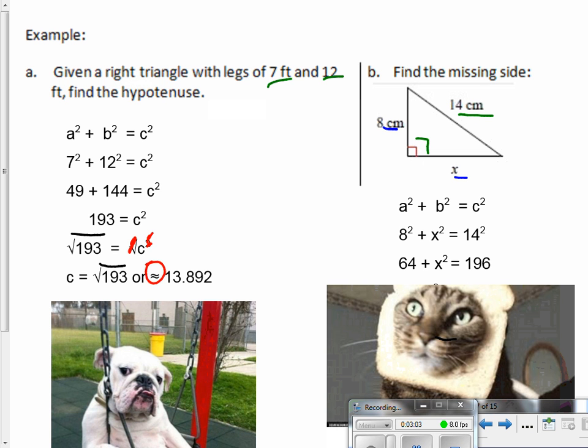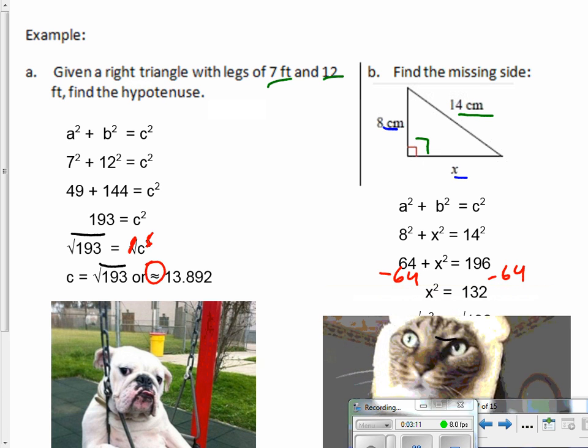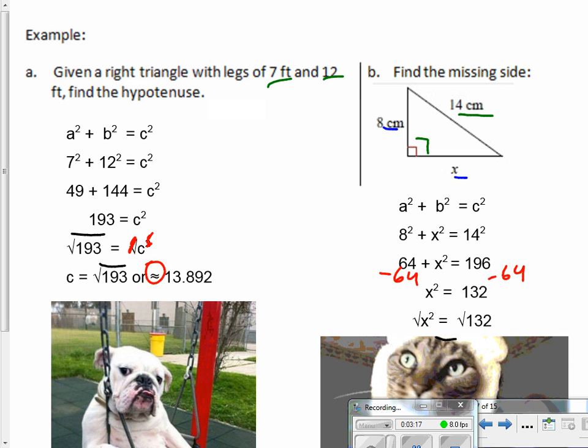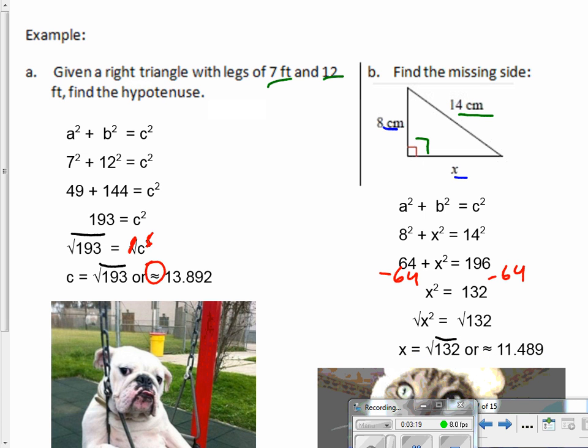To get x squared alone, we have to subtract 64 from both sides. When we do that, we'll get x squared equals 132. Again, taking the square root of both sides, we'll be left with x equals the square root of 132, or x is approximately 11.489.